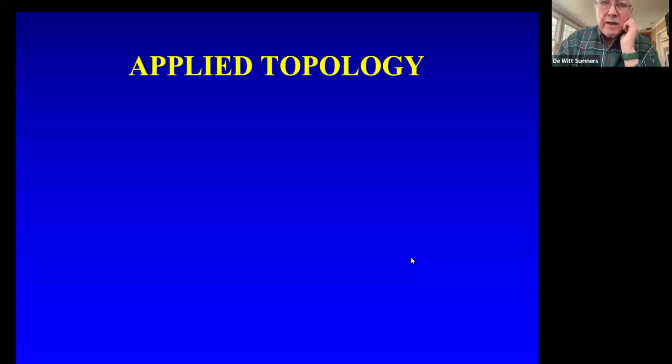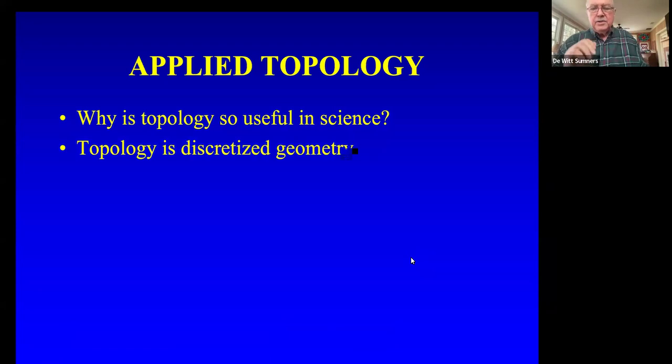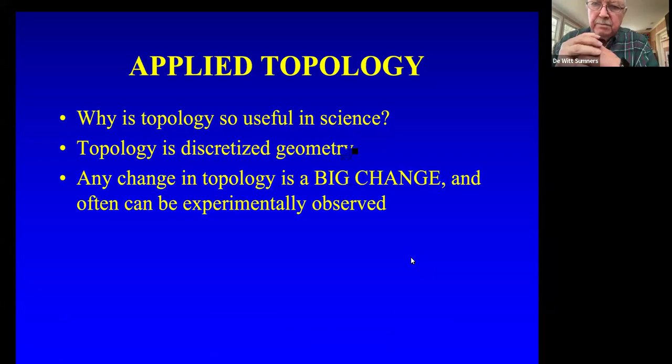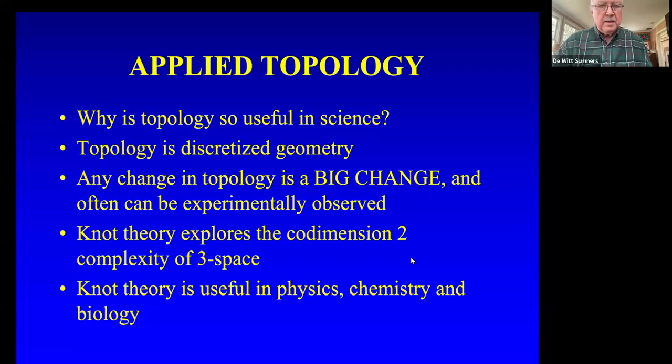So I'm going to be talking about applied topology. A question that many topologists ask is, why is topology so useful in science? And the reason is because topology is discretized geometry. Any change in topology is a big change, and it can often be experimentally observed. Knot theory explores the codimension 2 complexity of 3-space and of higher dimensional spaces, but 3-space is the one we're interested in today. And knot theory, as it turns out, is very useful in physics, in chemistry, and in biology.